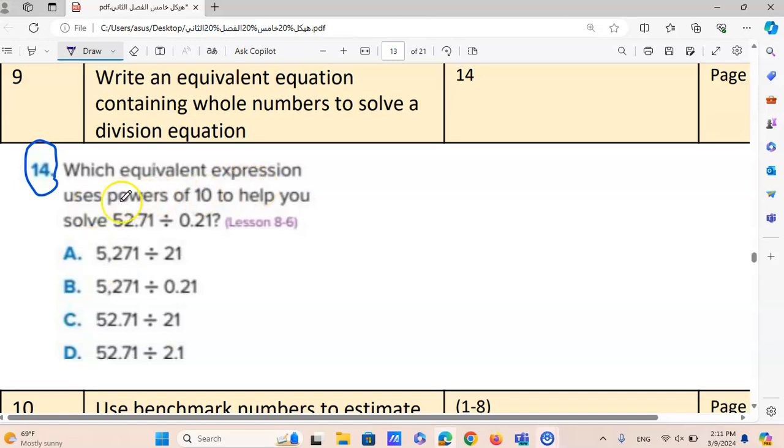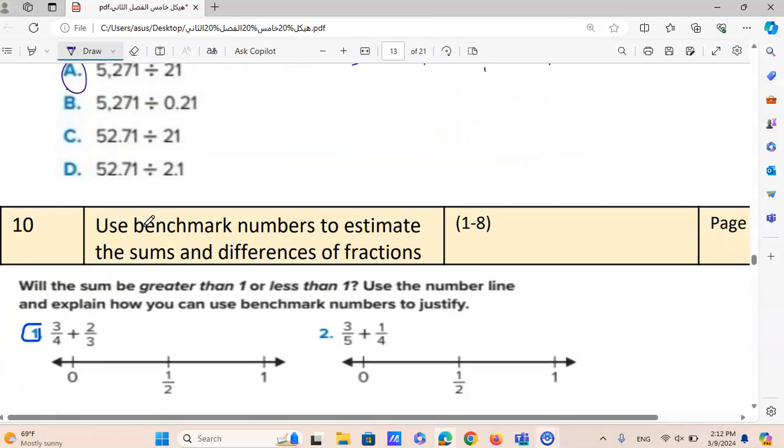Here, which equivalent expression uses a power of 10 to help you? Okay, now see, here we need to make the divisor a whole number. You move it 2 times and do the same. What is the new equivalent expression that uses a power of 10? See, it is this one, because when you move the decimal point, it will be 5271 divided by 21. So with this one, you have to move the decimal point in the divisor first, then do the same to the other number, then you get the correct answer.